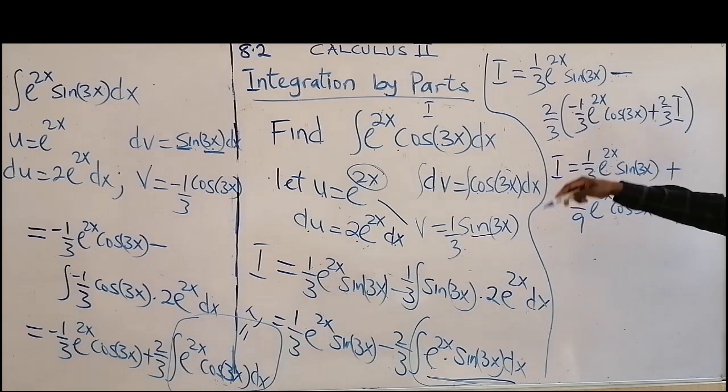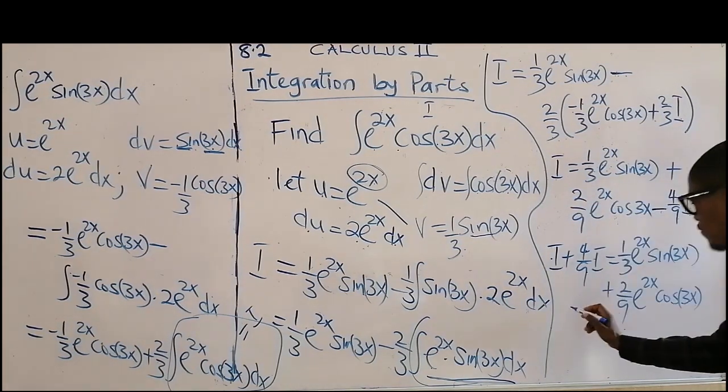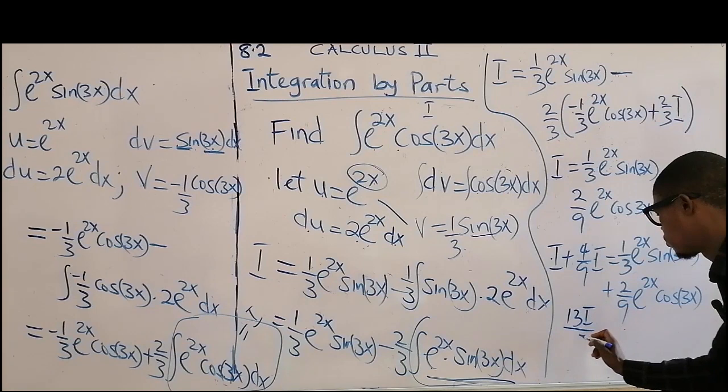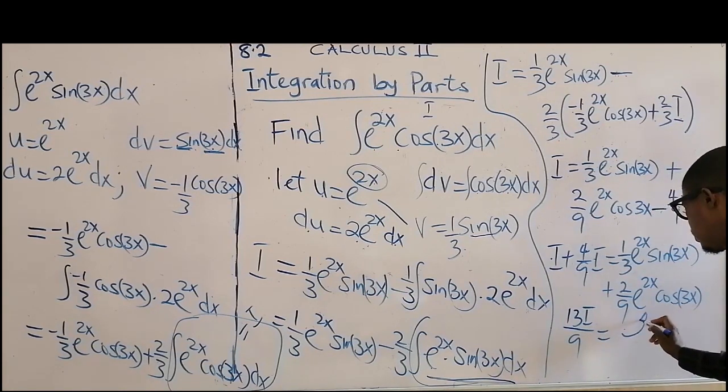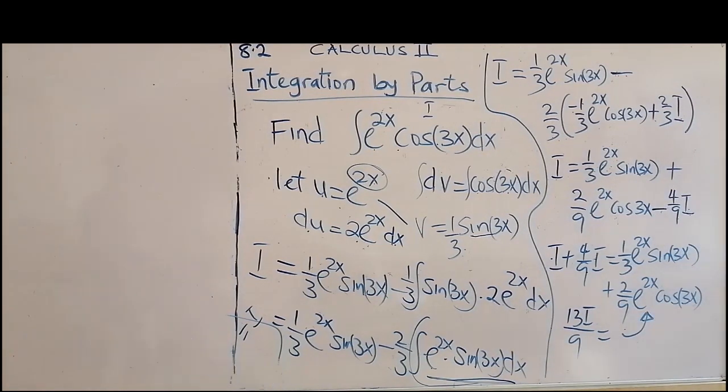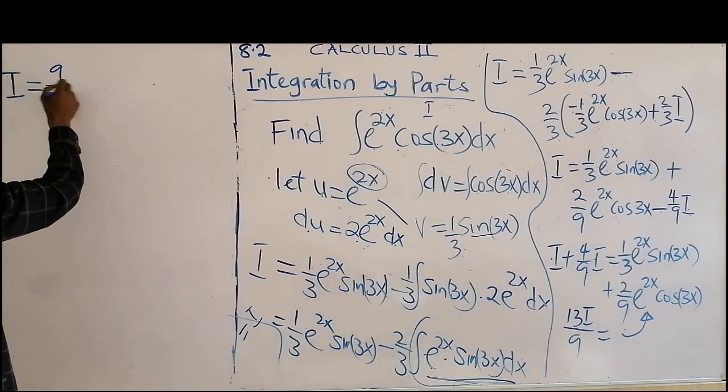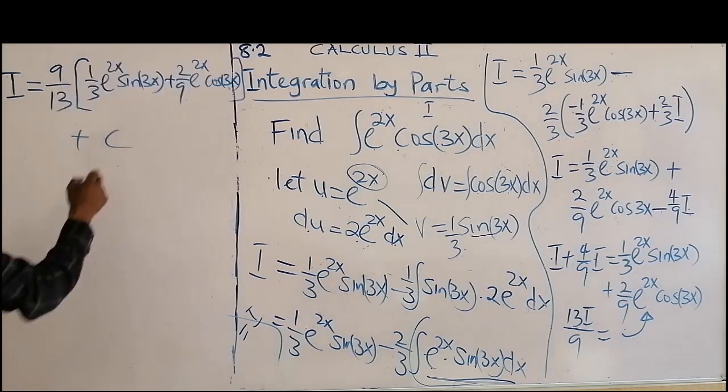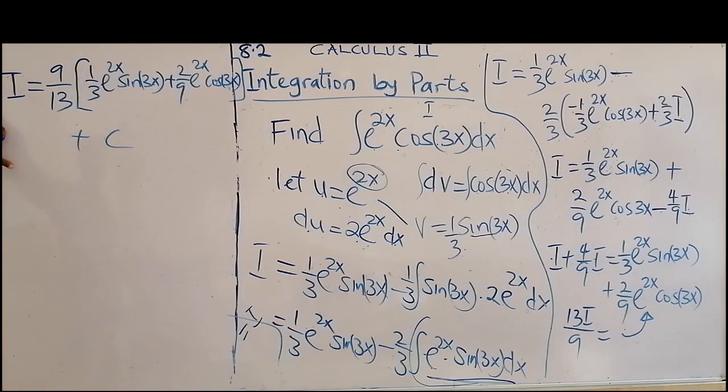This one can go to the other side. So we have 13I over 9 equal to this one. So we now make I the subject, equal to 9/13 times this, plus c. So that's it on this question. The only thing we need to do is probably open the brackets if you want to, or you can leave it in this form.